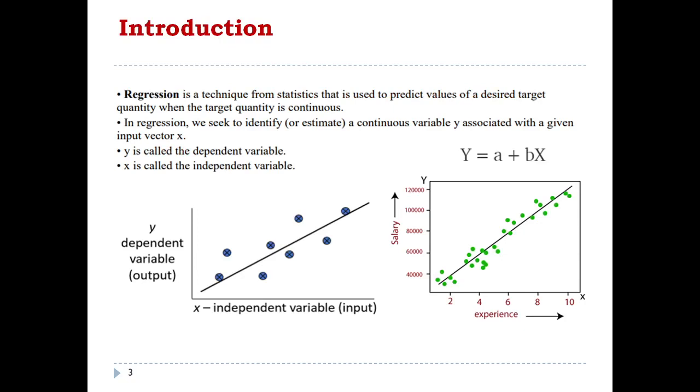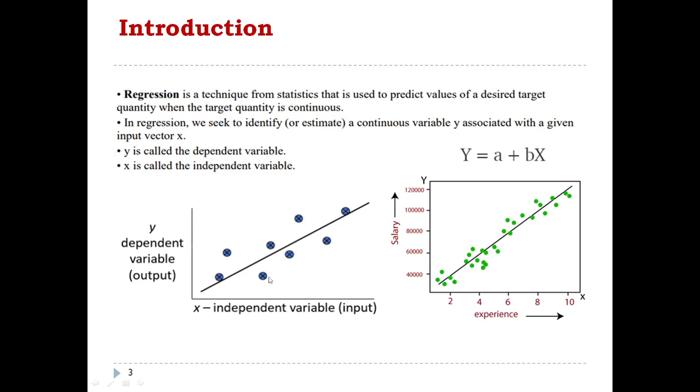First, we'll see what is regression. Regression is a technique from statistics that is used to predict values of a desired target quantity when the target quantity is continuous. In regression, we seek to identify or estimate a continuous variable y associated with a given input vector x. So here y is called the dependent variable and x is called the independent variable.